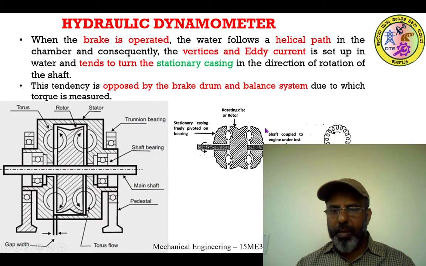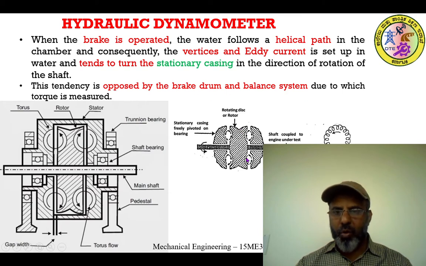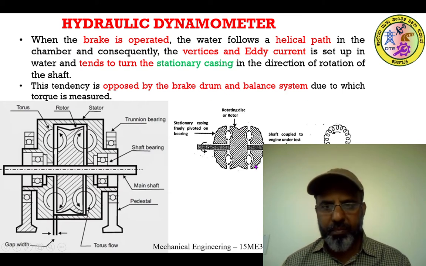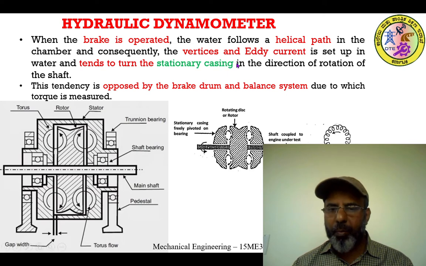When you apply the brake, the water in the chamber will follow the helical path, and consequently vortices and eddy currents are set up in the water. This causes the stationary casing to rotate in the direction of the rotor. This tendency is opposed by the brake drum and balancing system, due to which torque is measured. This is how we measure the torque in the case of a hydraulic dynamometer.